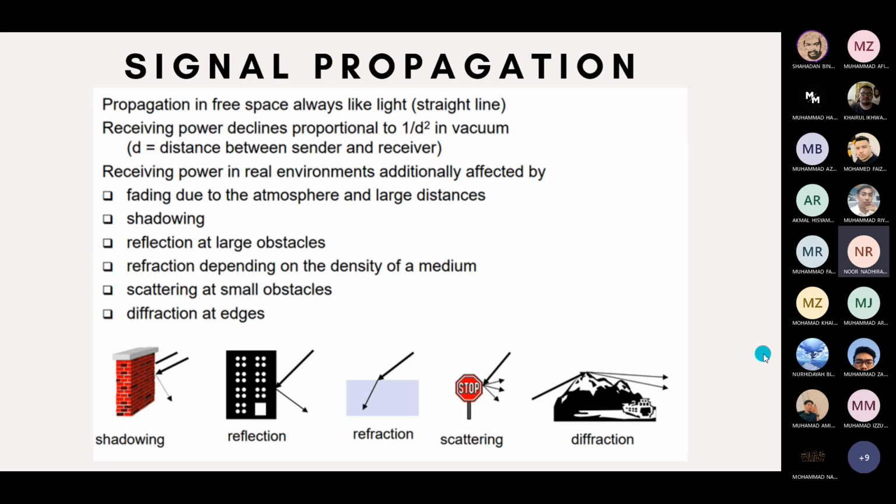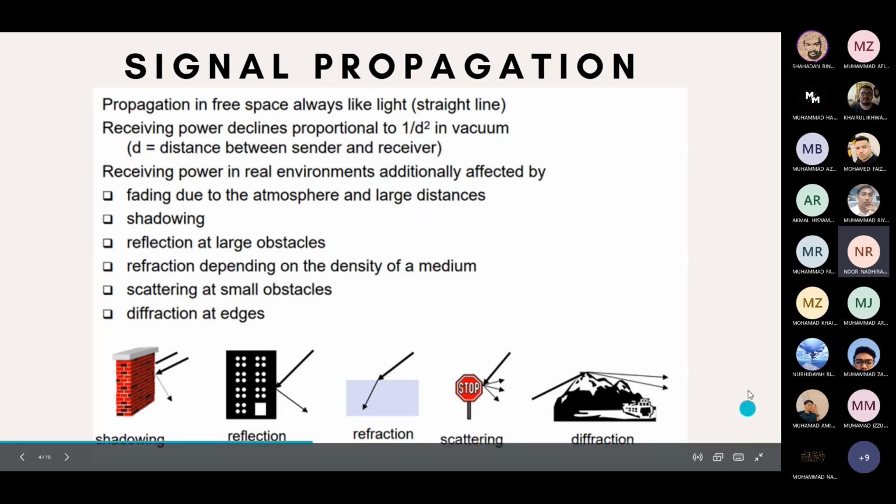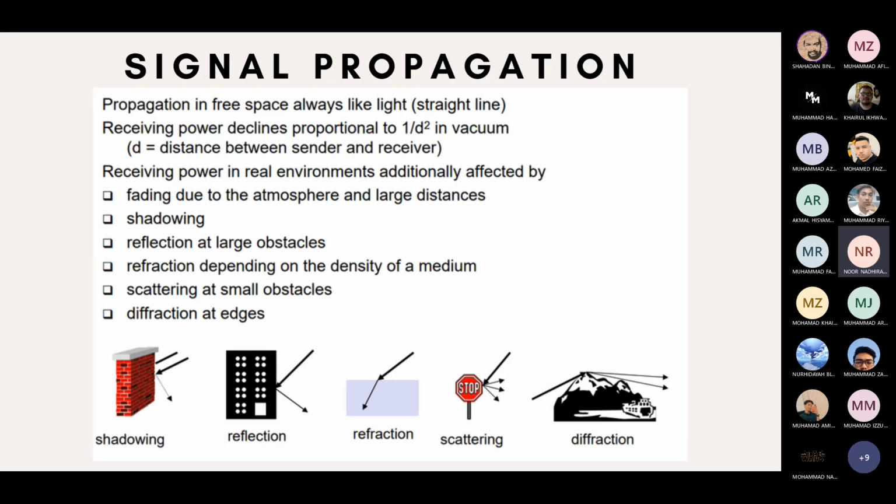Last but not least, there's also another effect that can happen which is called diffraction at edge. This one might be a little bit non-intuitive because we don't see it so much with light. Sebab light ni has high frequency and it turns out high frequency doesn't really differ much. But kalau radio wave, dia have lower frequency.